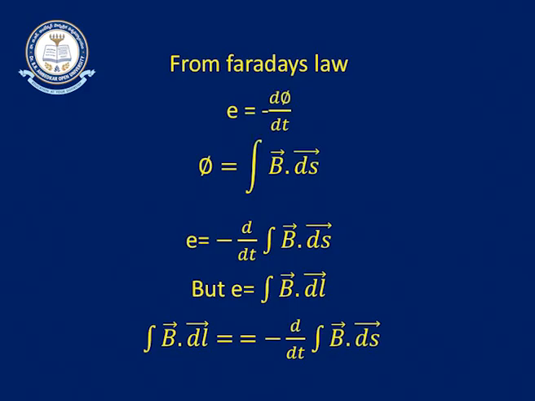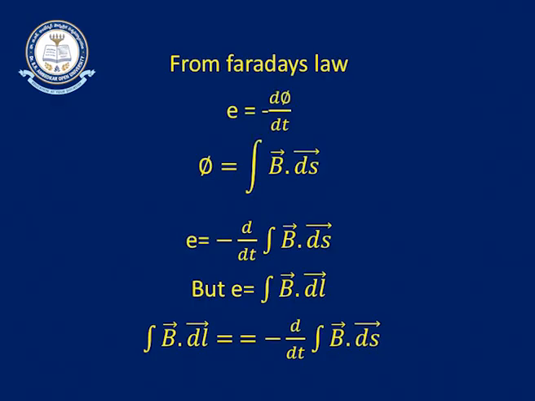But we know flux. What is flux? Field into area. Here I am choosing the field as B and the area as ds, some surface area. So, in the first equation E equal to minus d phi by dt, I am substituting the value of phi. After substituting equation 2 in equation number 1, we get the electromotive force equation: E equal to minus d by dt times the integral of B dot ds.